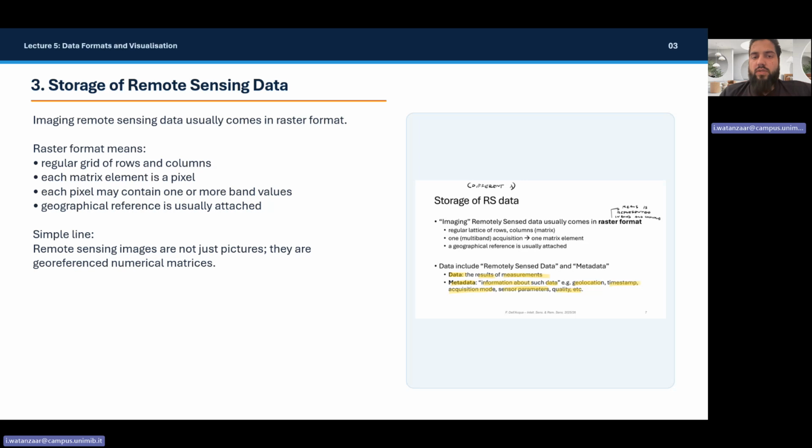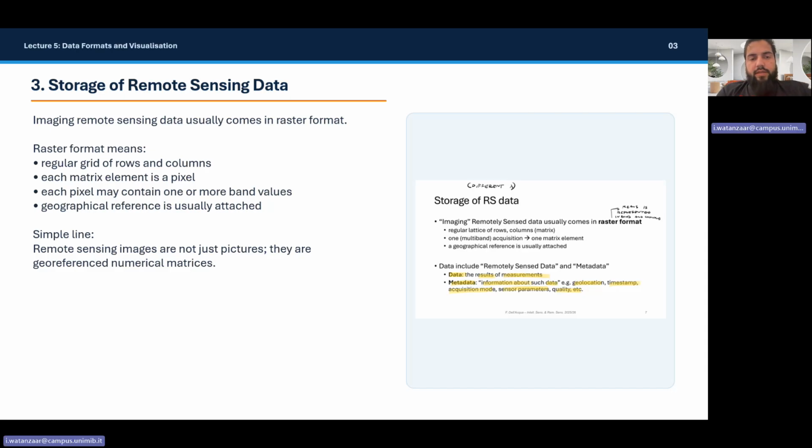In terms of imaging, remote sensing data usually comes in raster format. We know about this because it has some benefits. Raster format means a regular grid of rows and columns. Each matrix element is a pixel, and each pixel may contain one or more band values. Why may each pixel contain more than one? If there are multiple bands, each pixel can contain multiple values due to the multiple bands and wavelengths. And geographical reference is usually attached. We will discuss the data formats later on, and one such format is called GeoTIFF. GeoTIFF is one of the formats for this kind of data.